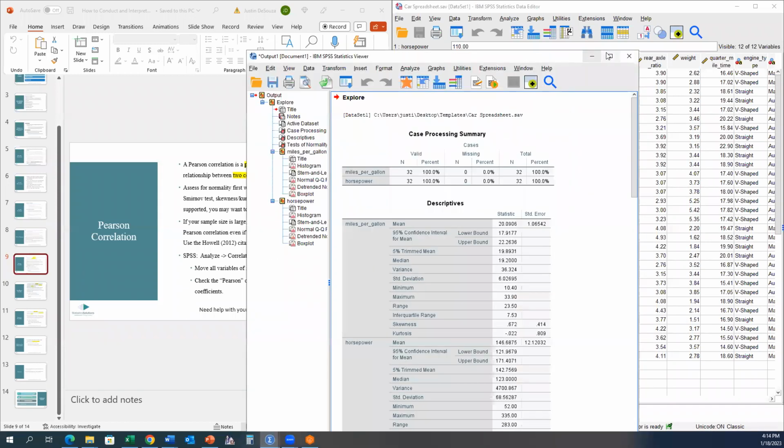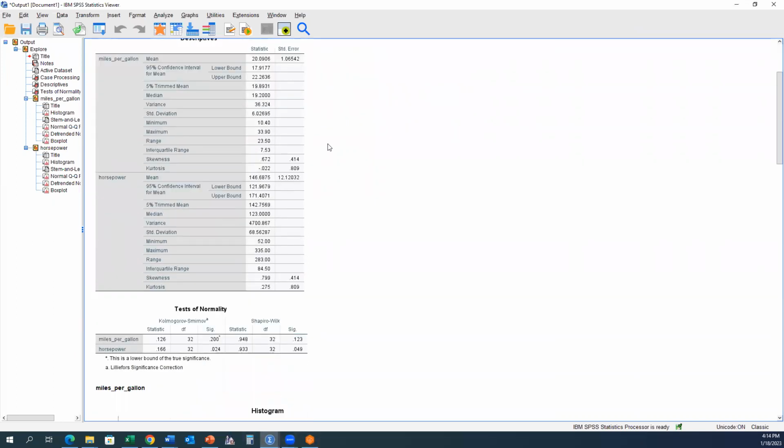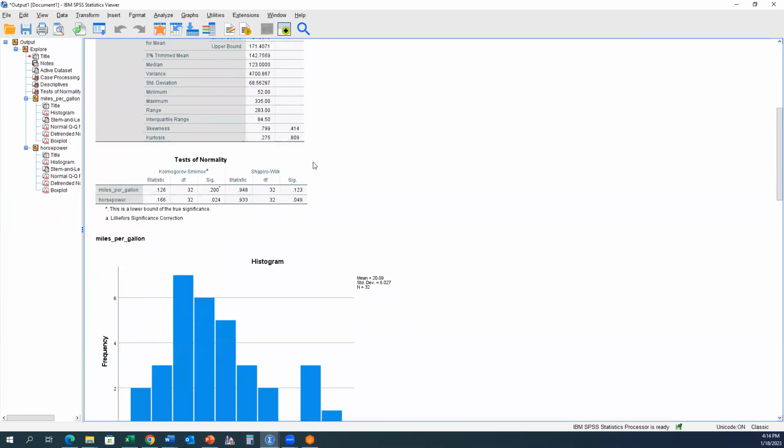Okay, so this is what we have. And the first thing it's going to do is check for normality. Now, there are two ways to do it. Just go with whatever your professor or your chair prefers. The math is fairly similar, but most professors have a preference. I tend to go with the Shapiro-Wilk on the right here.